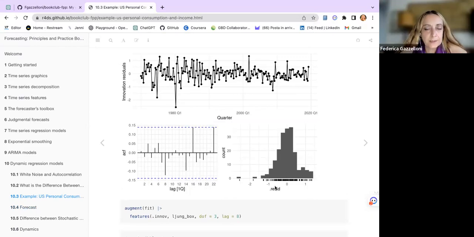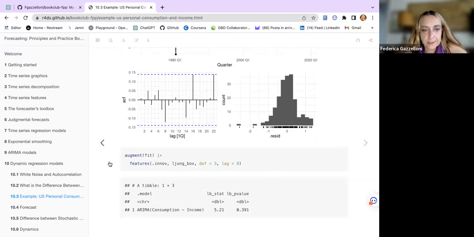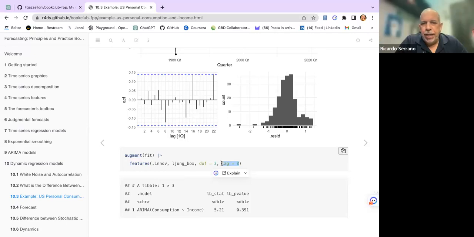Then we see that it's quite normally distributed, and so this is the little discussion about what the model is. And then if we see the prediction with the augment function, we select the innovation. We apply the Ljung-Box test with degrees of freedom of 3 and a lag of 8. And for me, it's a bit of a question, why 8? I don't know. You can choose different lags. The book doesn't explain that. For example, in the video, the lag that they used was 12.